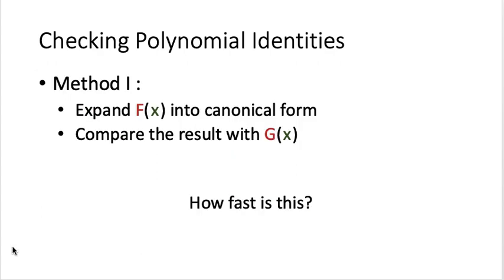So the first method is the brute force method. What we do here is, originally, f of x is in the product form. So we try to expand f of x and make it into the canonical form. Once we have the canonical form, we can compare the results with g of x and see whether each coefficient matches. So how fast is this method?